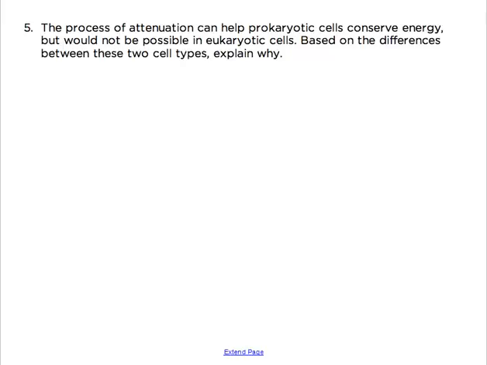cells. Based on the differences between these two cell types, explain why. So remember, as we've just been going over, that attenuation relies on this leader sequence, which has 4 regions, being transcribed and then soon after translated. So as it's being translated, region 1, which has a few tryptophan codons, if the ribosome stalls, then the stem loop structure forms that makes transcription continue, between 2 and 3. However, if it doesn't stall, if translation occurs very quickly, then a stem loop forms between 3 and 4, and transcription stops.